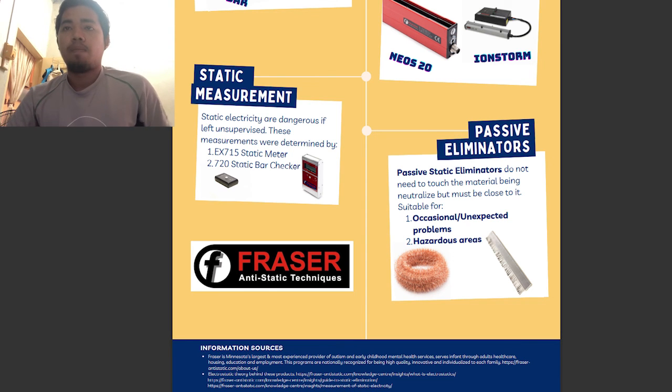In conclusion, Prasis is Minnesota's largest and most experienced provider of autism and early childhood mental health services. Next, Prasis serves infants through adults with healthcare, housing, education, and employment. Lastly, these programs are nationally recognized for being high quality, innovative, and individualized to each family.